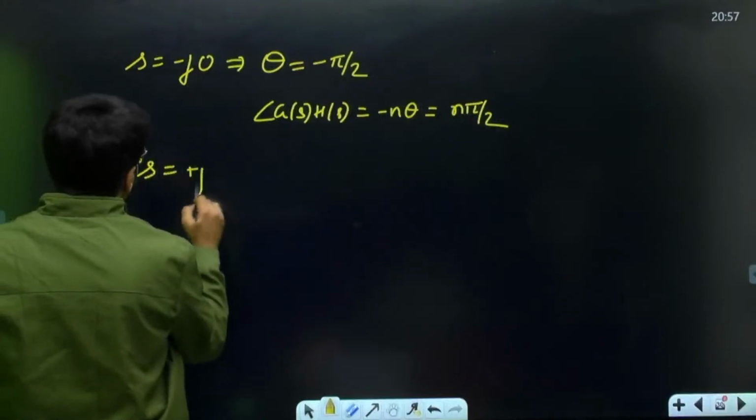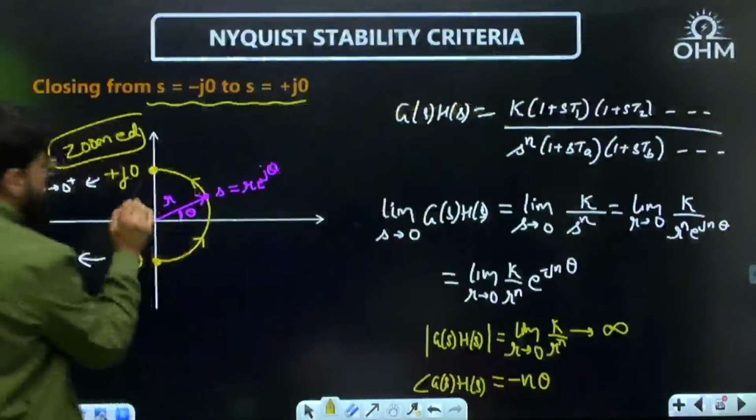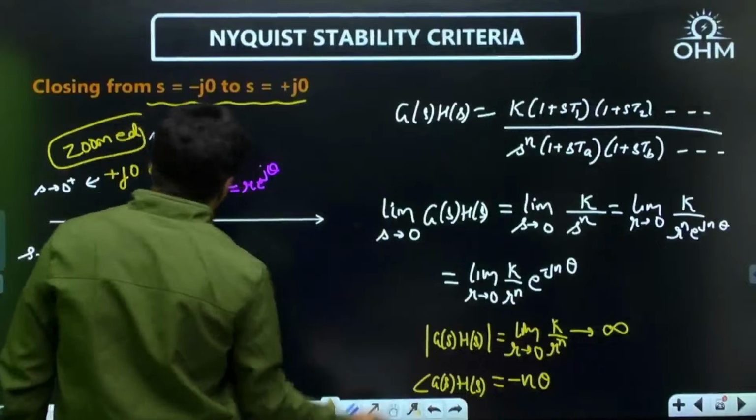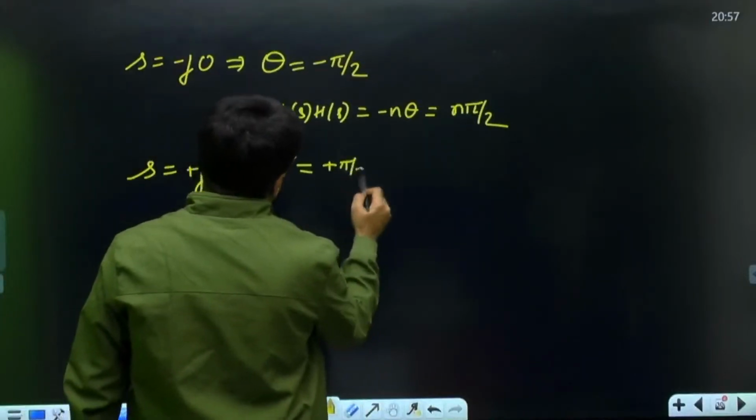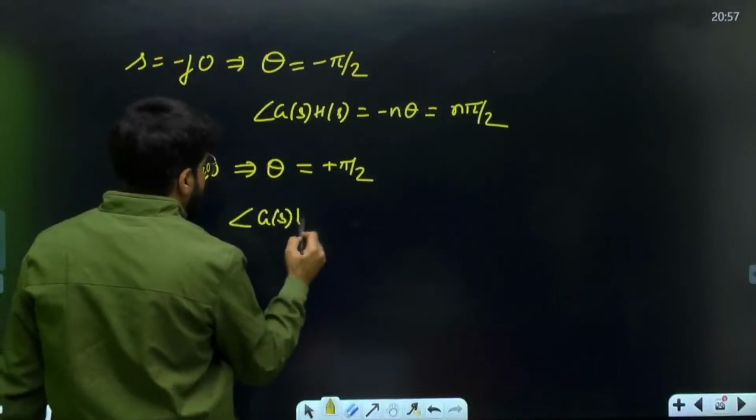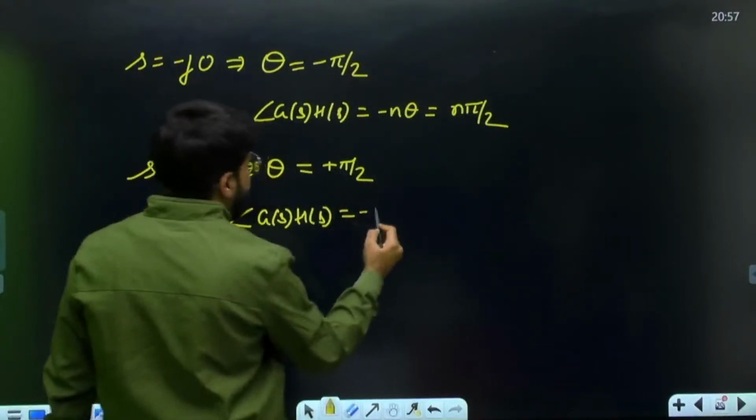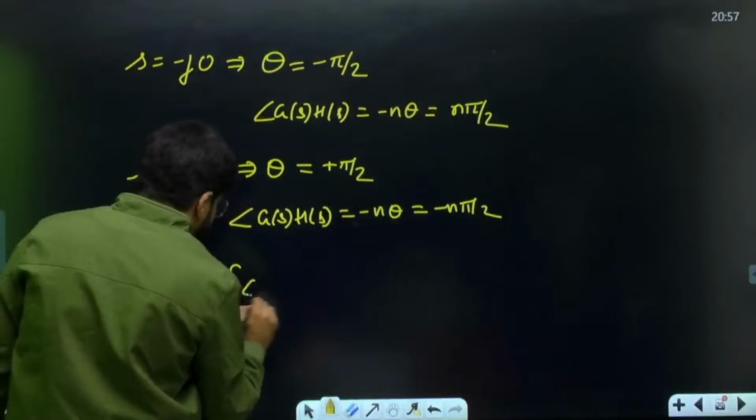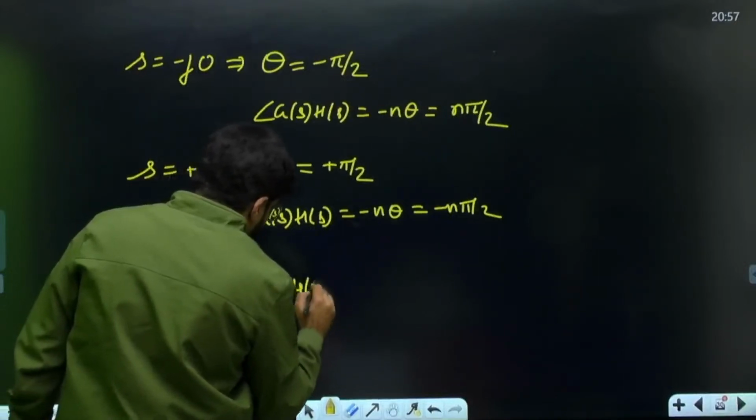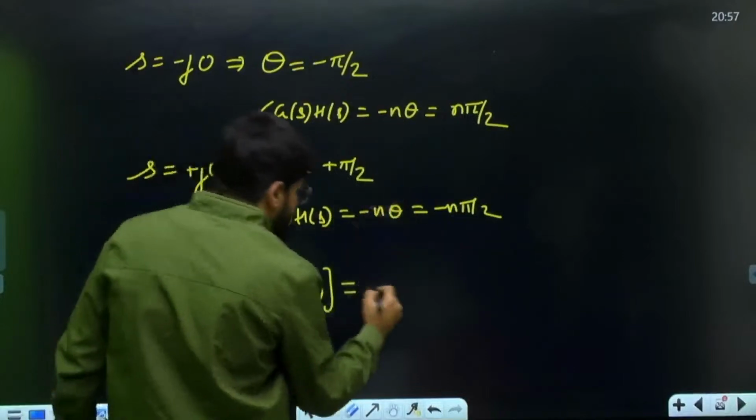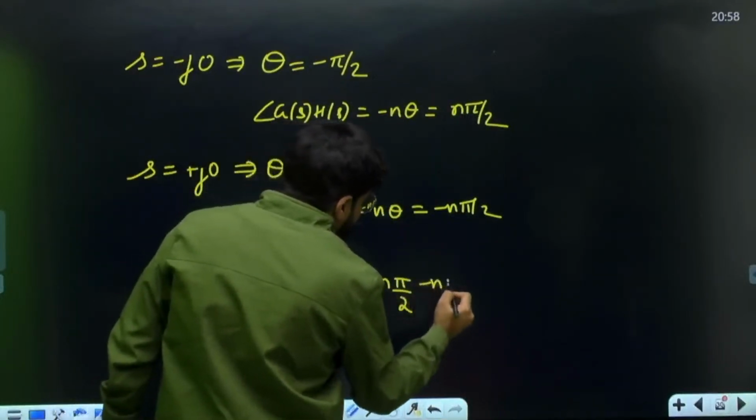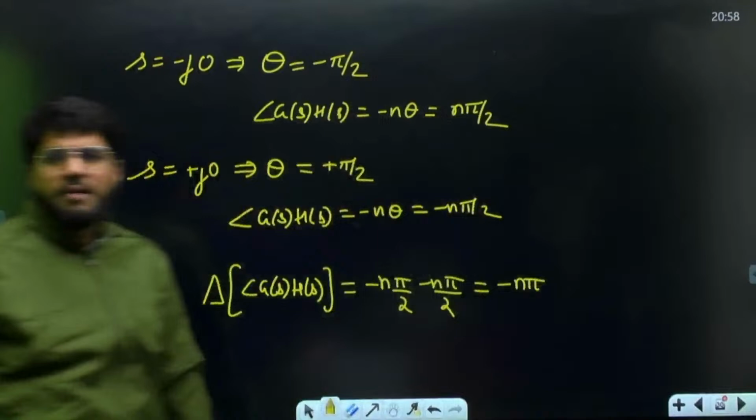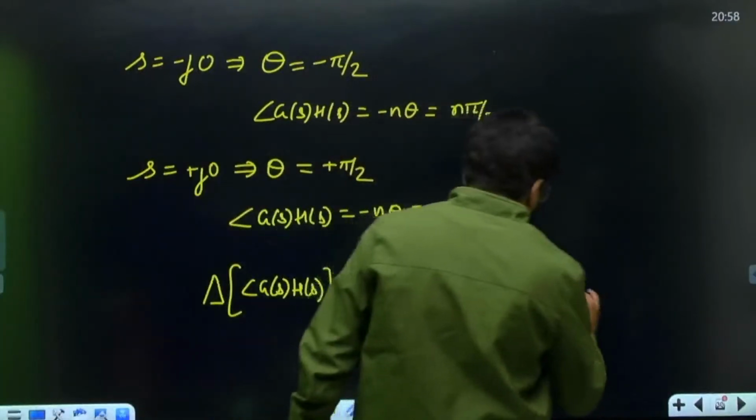But if I take s equal to plus j0, what will be theta here? If you take this point and take this much of the angle, this becomes plus 90 degrees, anti-clockwise. So at this point, theta equals plus pi by 2. What is the angle of G(s)H(s)? It is minus n theta, and that becomes minus n pi by 2. So how much is the change in angle of G(s)H(s)? Final minus initial: minus n pi by 2 minus n pi by 2, it becomes minus n pi, or we also call it n pi clockwise.